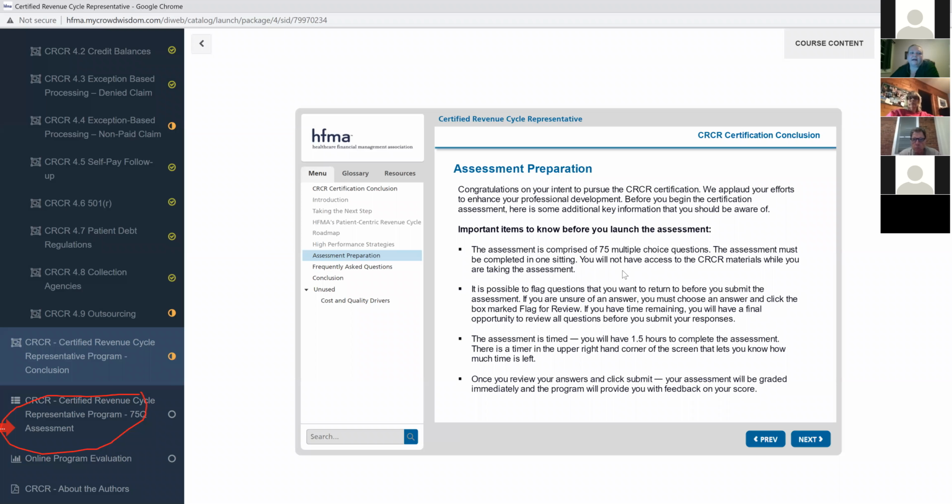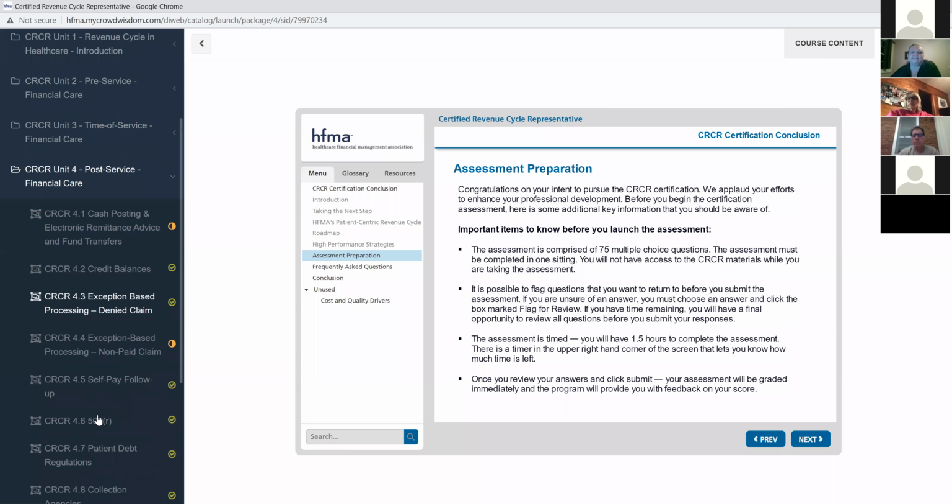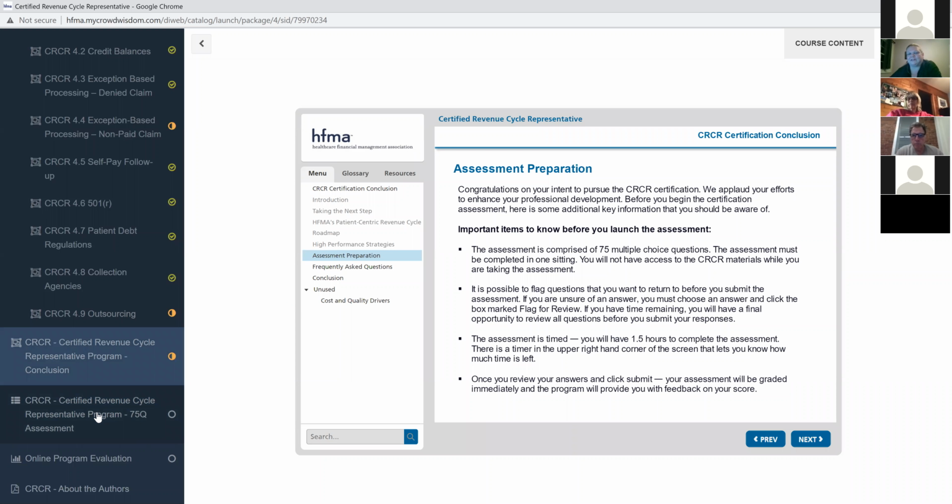When you're in the test, you cannot go back up here and click and say, oh, let me just go to 4.1 for cash posting to get that answer. That you are not allowed to do. If you do that, they will consider you out of the test, and it will submit with however many questions you answered. So just be careful of that. Know that you can have your papers and notes in front of you while you're taking the test.